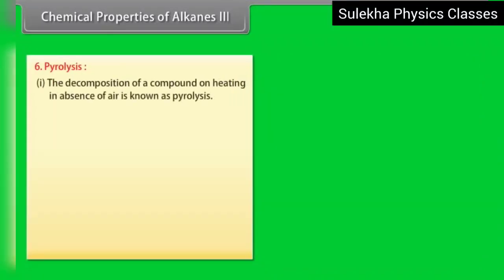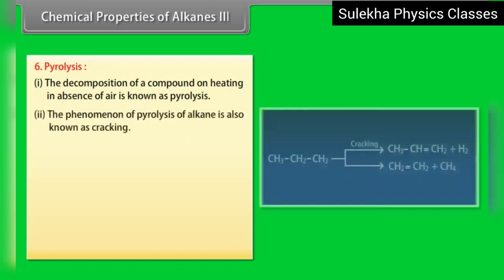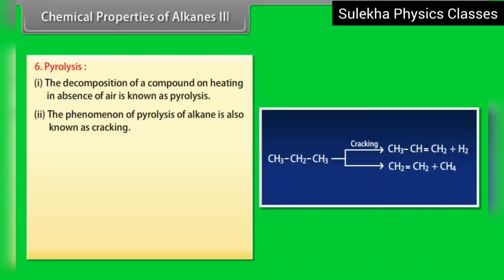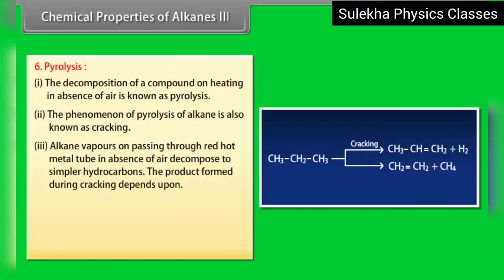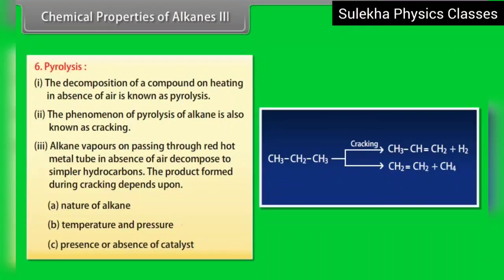Pyrolysis. Number 1. The decomposition of a compound on heating in the absence of air is known as pyrolysis. Number 2. The pyrolysis of alkanes is also known as cracking. Number 3. Alkane vapors passed through a red-hot metal tube in the absence of air decompose to simpler hydrocarbons. The products formed during cracking depend upon: A. nature of the alkane, B. temperature and pressure, C. presence or absence of a catalyst. Here is an example of cracking.